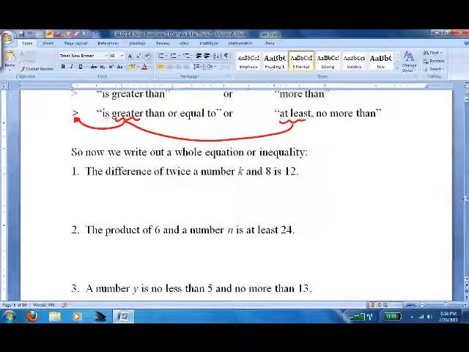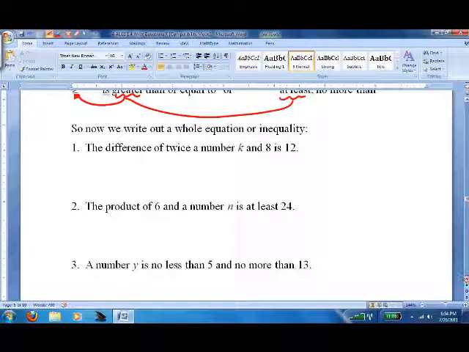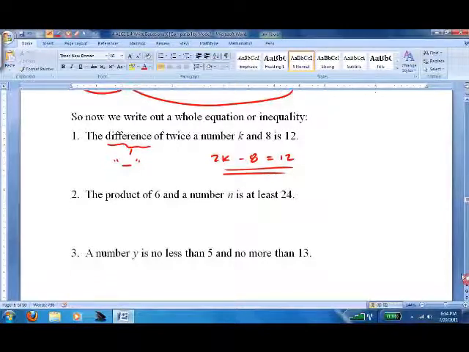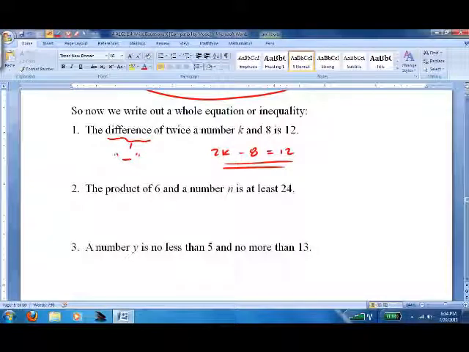So that's it. Let's just practice. Write out the whole equation or inequality. The difference of twice the number k and 8 is 12. So difference means minus. So we get 2k minus 8 equals 12. The product of 6 and a number n is at least 24, meaning it's greater than or equal to 24. So 6n, and product tells us it's multiplying, which means you do not have to put the dot in. It's greater than or equal to 24.